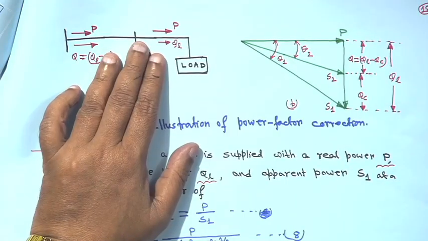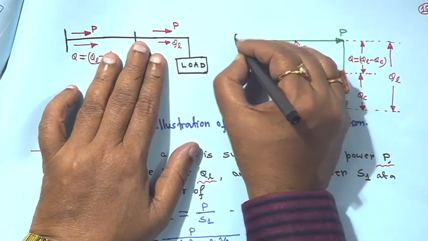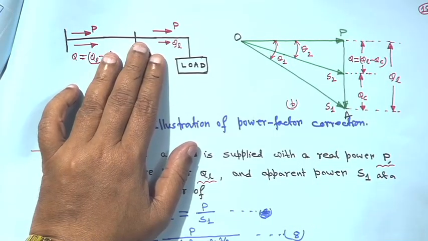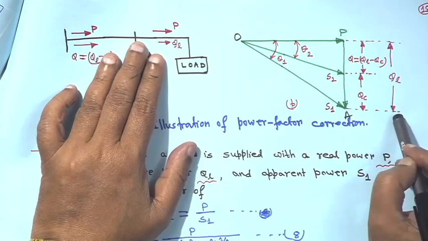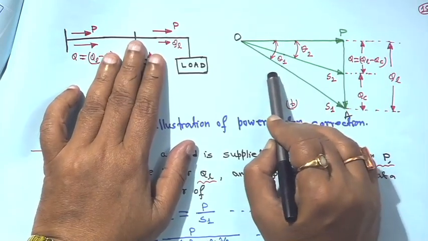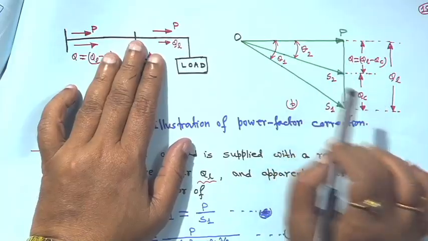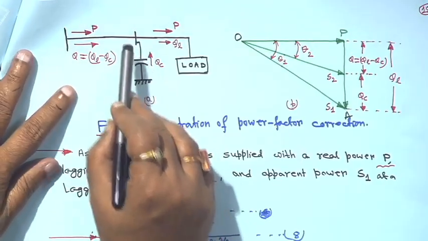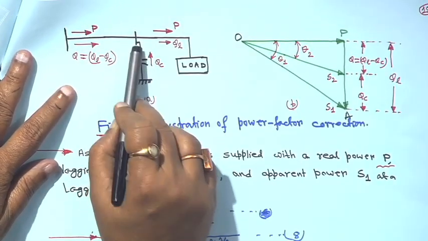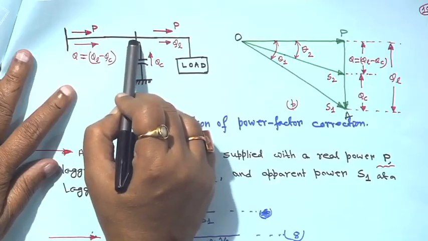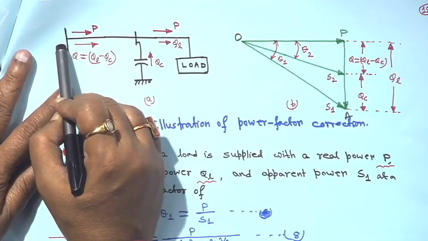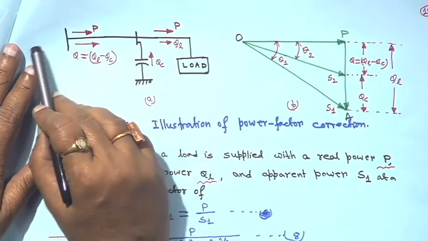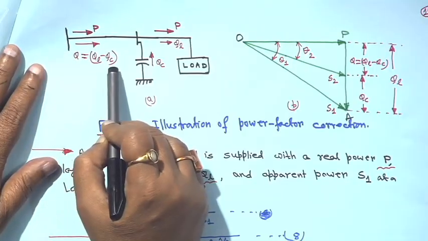Suppose this is point O and this is point A. When the capacitor is not there, Q is equal to QL, and the angle is theta 1, that is without the shunt capacitor, with loss neglected. Now suppose QC is connected. As soon as QC is connected, the capacitive current will flow from the connecting node toward the source. This side is the source. So the effective Q which will come from the grid or from the source will be QL minus QC.